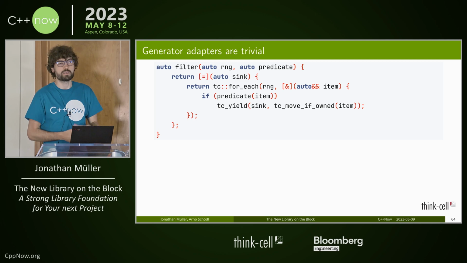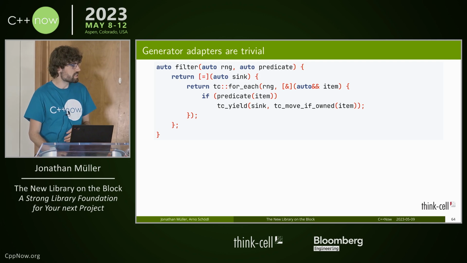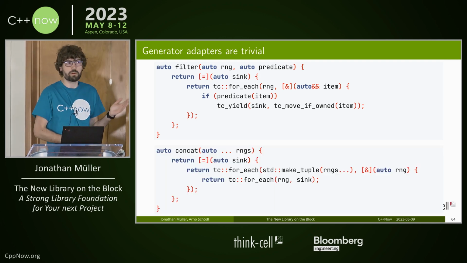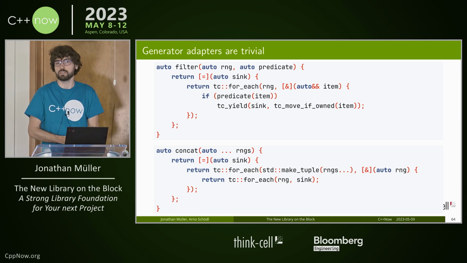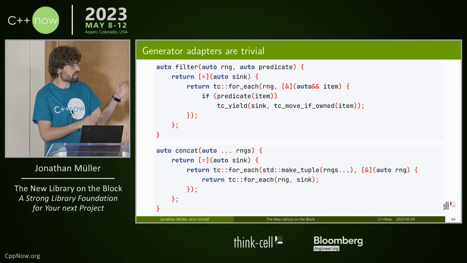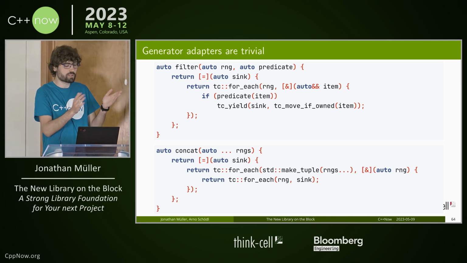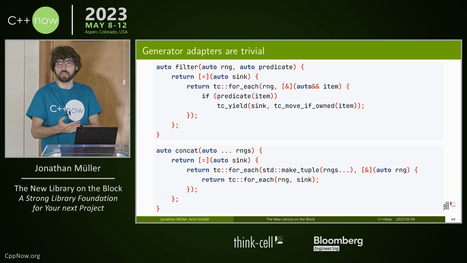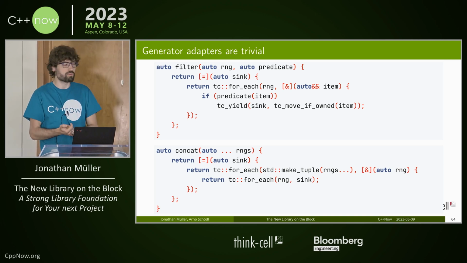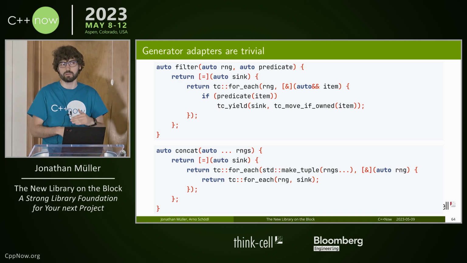This is filter. You just write a for each, give a sink, but only forward the value when the predicate is true. For a more complex example, this is concat. Just take a couple of ranges and call for each on each individual one in turn. The only complexity here is that we want to call for each on each range, but we have a parameter pack, so we just convert them into a tuple, do for each on each element in the tuple, but otherwise it's just for each the first one, for each the second one, for each the third one, and so on.